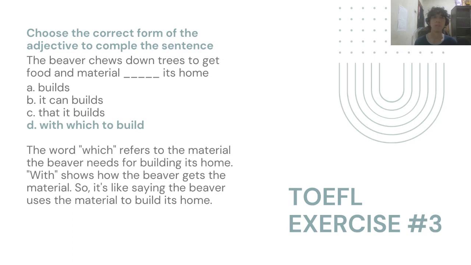Now, the last one. The beaver chews down trees to get food and material blank its home. The answer will be D, with which to build. The word which refers to the material the beaver needs for building its home. The word with shows how the beaver gets the material. So it's like saying the beaver uses the material to build its home.